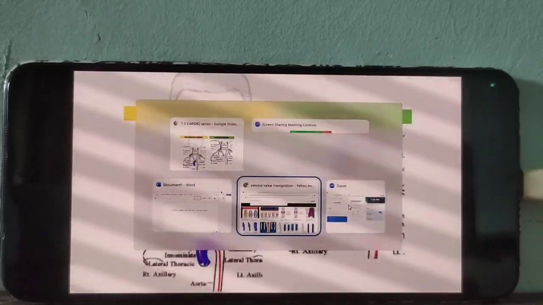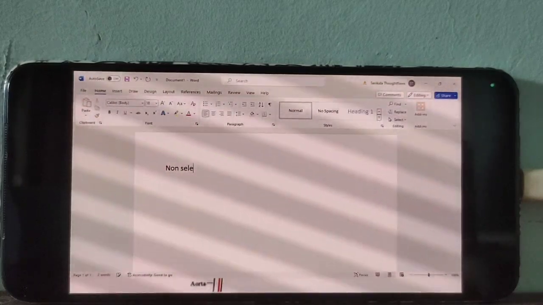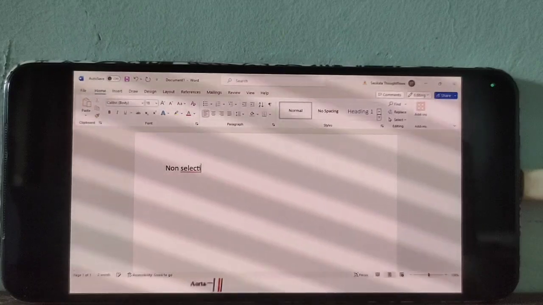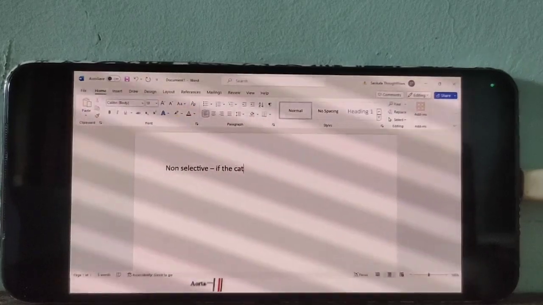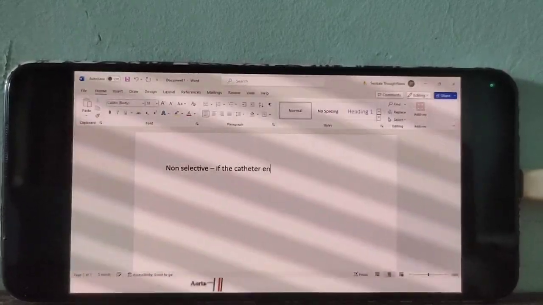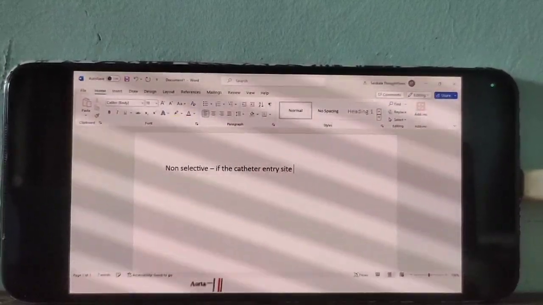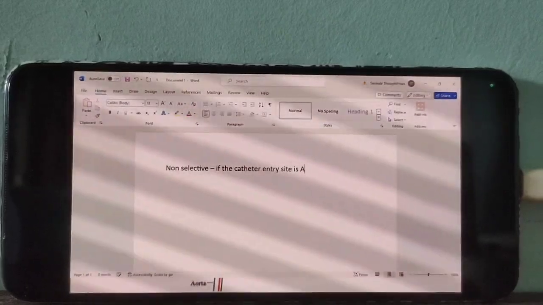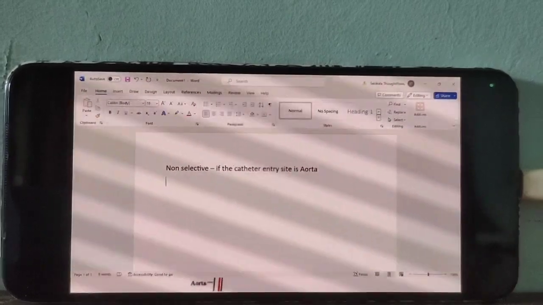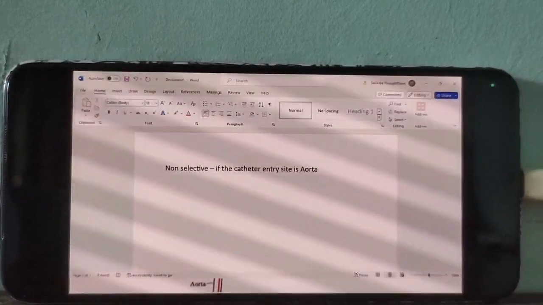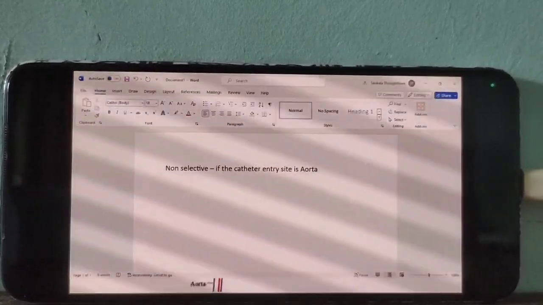For non-selective, if the catheter entry site is the aorta, that is non-selective. If the entry site of the catheter is the aorta, that is non-selective.